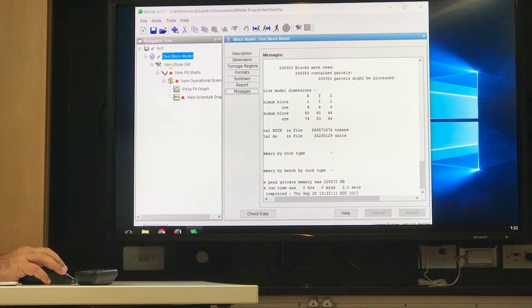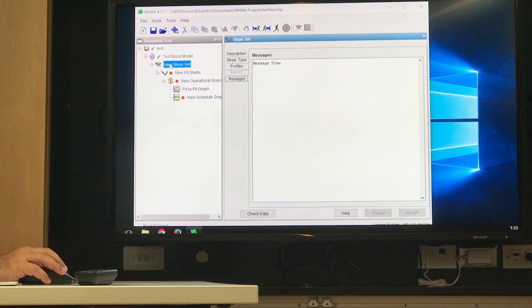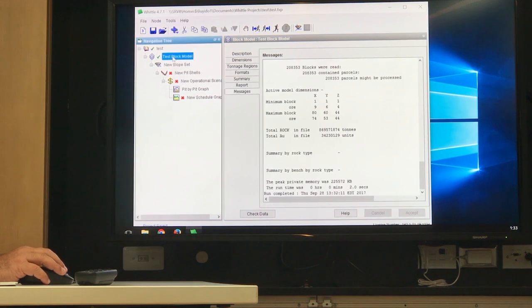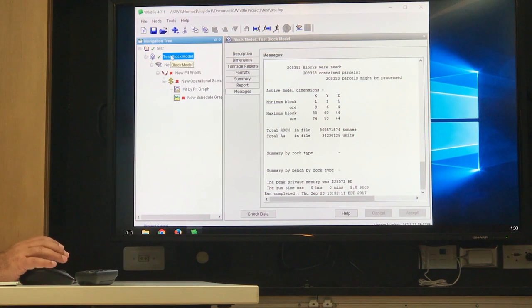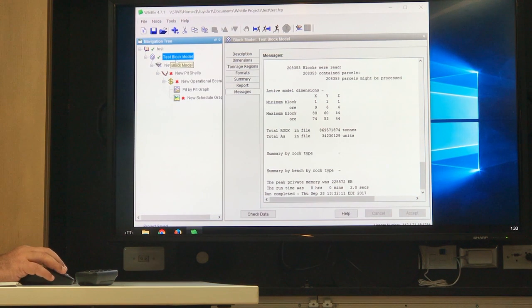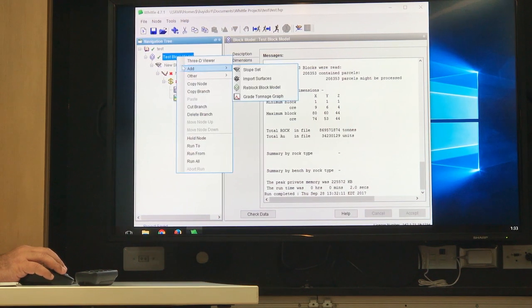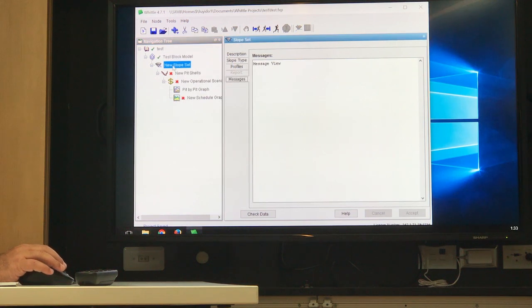If you don't see this branch from here and there is nothing appeared here, you can easily go to your block model, right click, add slope set. If you didn't find it, you just need to go to the other node, and then you select the right click, add slope set. But we have it here.